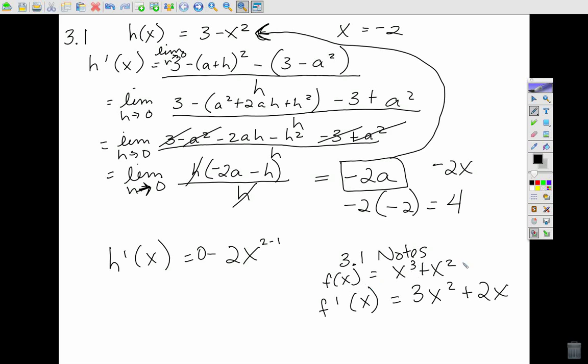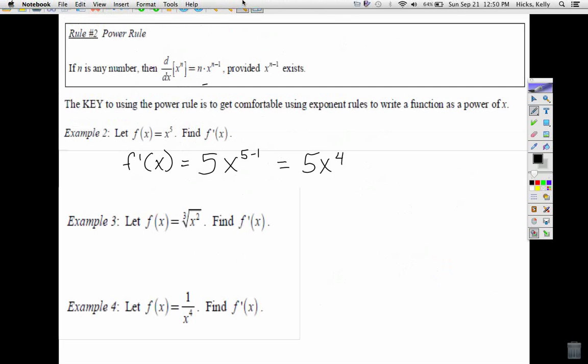Same here. If you find the derivative of x cubed plus x squared, you get 3x squared, which is the exponent coming down as the coefficient, times x to the exponent minus 1 power, so 3 minus 1 is 2. And then same thing here, plus 2x. That's the same thing as the 2 coming down in front and 2 minus 1. All right, maybe this is making sense to you.